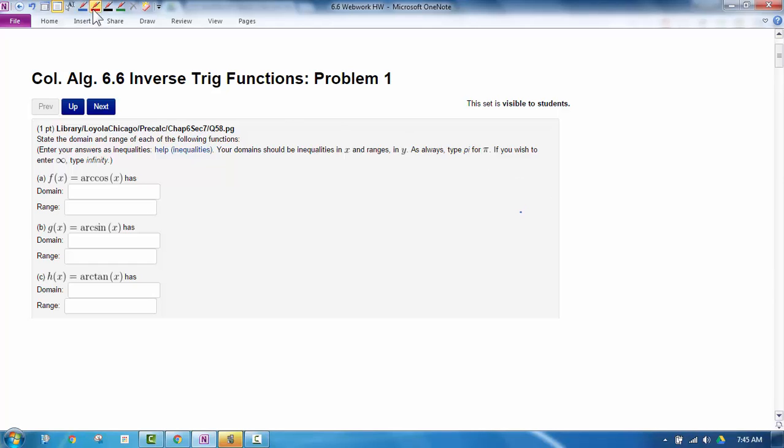Okay, this is 6.6 homework help. The first problem wants us to state the domain and range of each of these functions. So we're looking at inverse cosine, inverse sine, and inverse tangent.